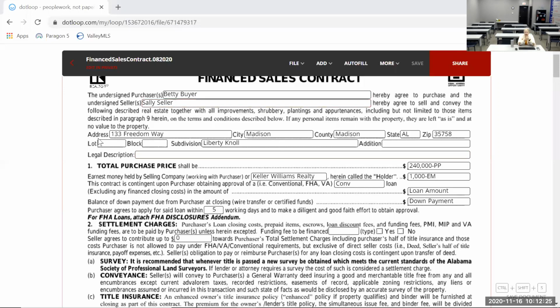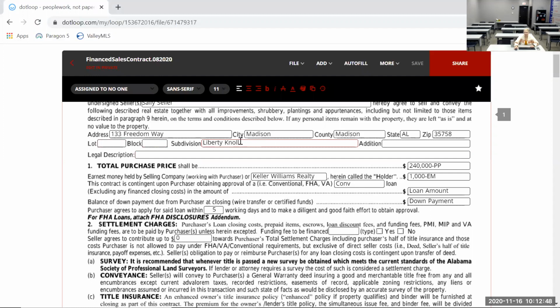We're going to use the address that's found in the MLS. So for this instance, I just used 133 Freedom Way. Now, we are either going to have a lot and block in a subdivision, or we are going to have metes and bounds. Metes and bounds means that there is not a lot and block. Instead of subdivision, you would simply put metes and bounds right here. That means that it's not in a subdivision.